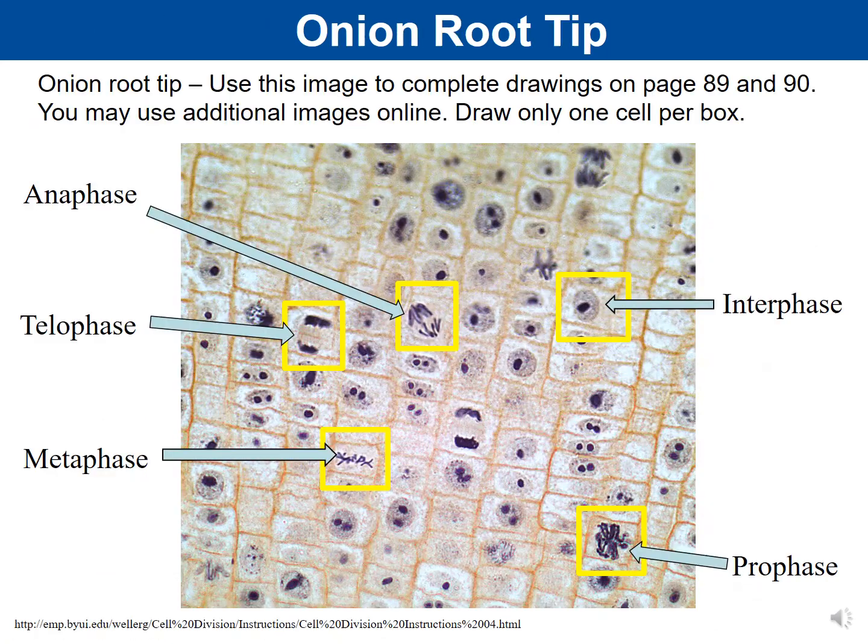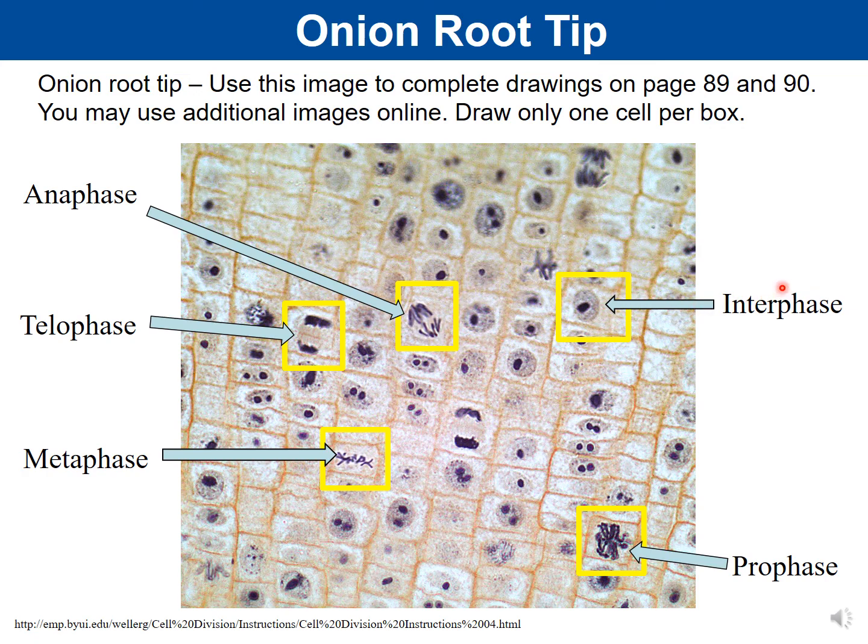So what you're going to do is there's a place in your lab, on pages 89 and 90, for you to draw an example of one cell that's in each of the phases. So you need to draw one cell that's in interphase, one cell that is in prophase, one cell that's in metaphase, one cell that's in anaphase, one cell that's in telophase. So only draw one cell per box. And let's kind of walk through this.